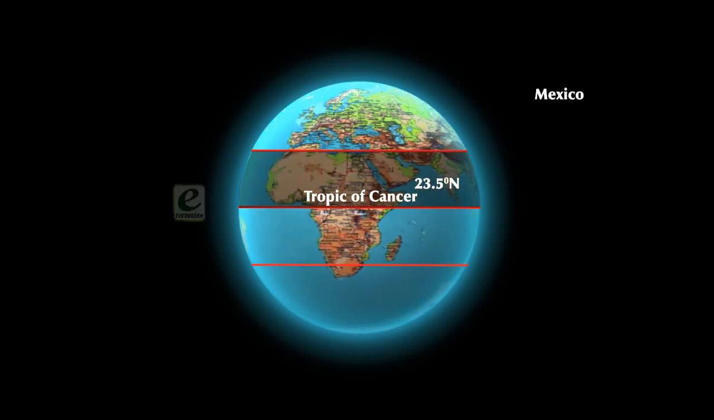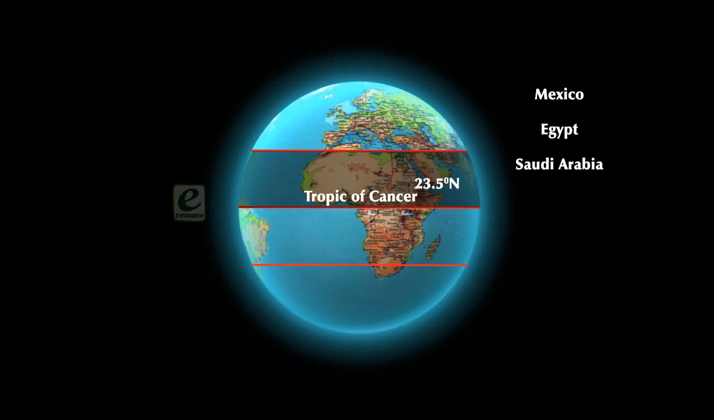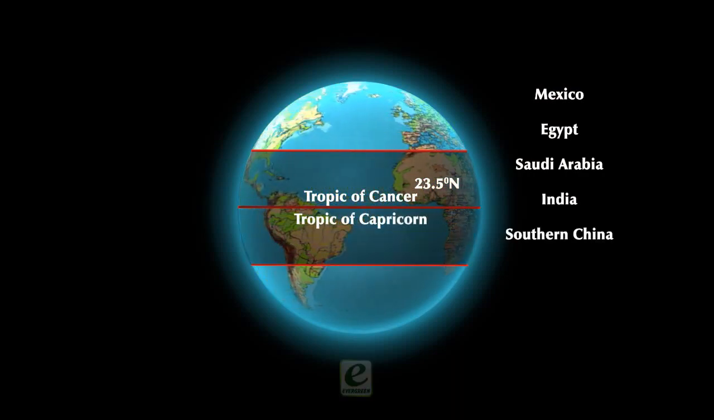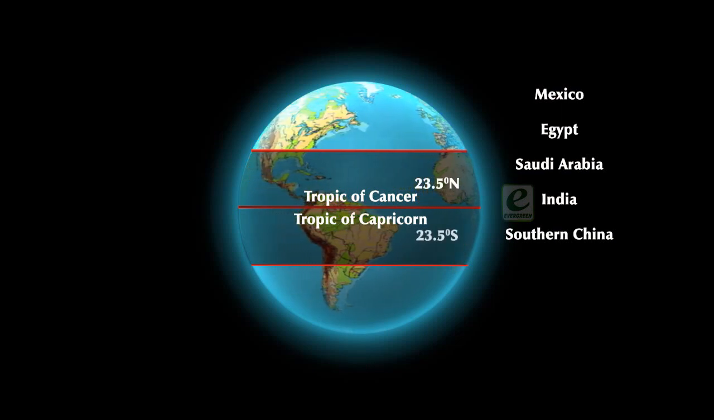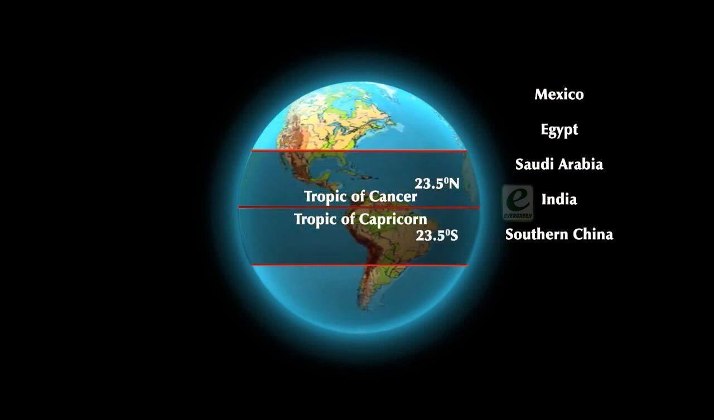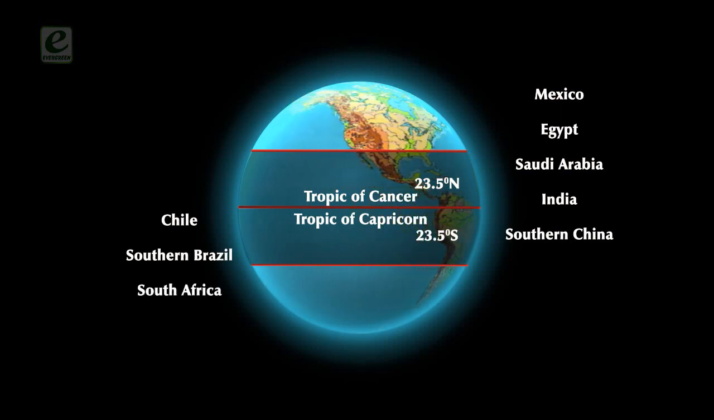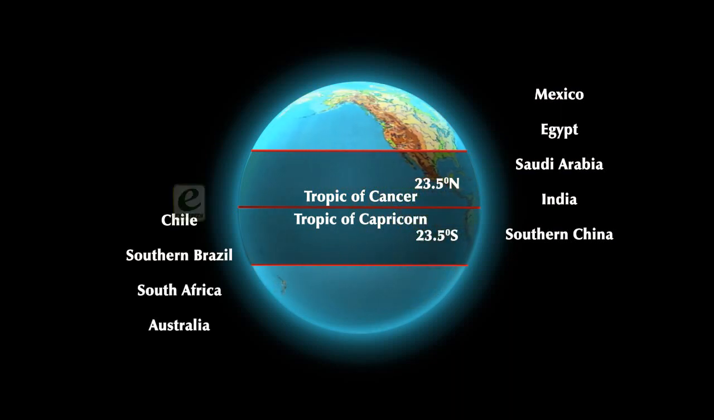It runs through Mexico, Egypt, Saudi Arabia, India and southern China. Tropic of Capricorn. It is located at 23.5 degrees south. It runs through Chile, southern Brazil, South Africa and Australia.